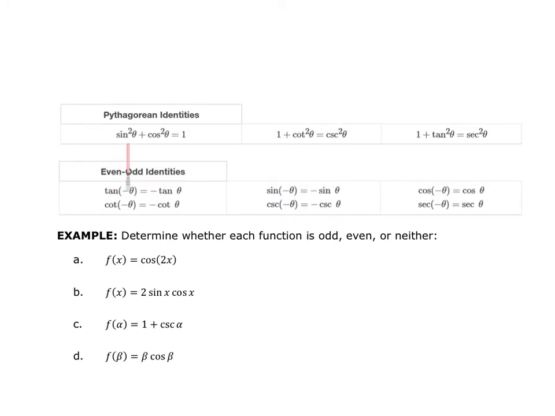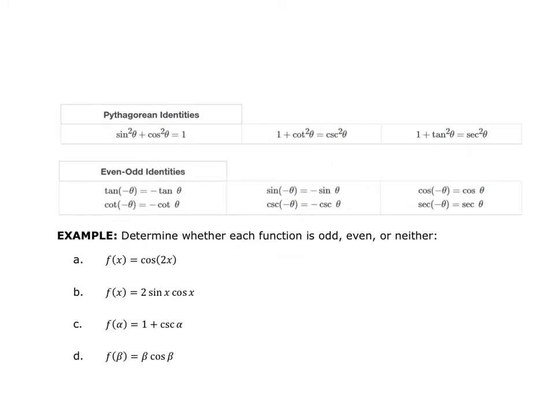If we take the original Pythagorean identity, sine squared plus cosine squared is equal to 1, and I divide everything by cosine squared, then I get the third Pythagorean identity: 1 divided by cosine squared gives me 1, sine squared over cosine squared gives me tangent squared, and 1 over cosine squared is secant squared.